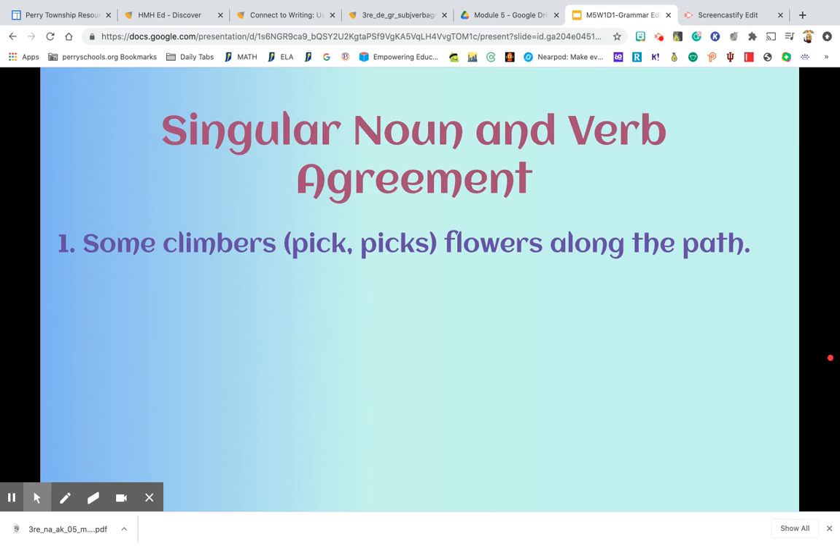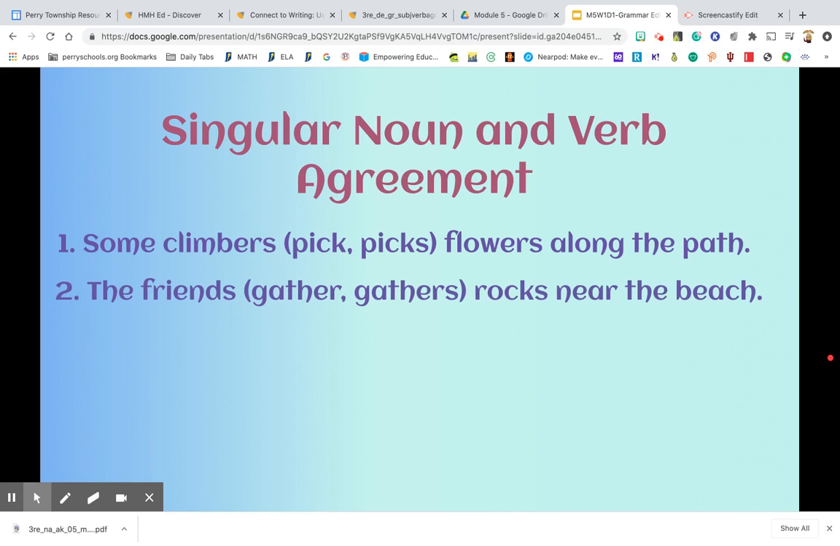You are going to answer the next couple of questions in EdPuzzle and pick the correct subject-verb agreement. Number 1 says, some climbers pick or picks flowers along the path. You should have selected pick. Climbers is a plural noun, so you need to pick the plural verb pick.